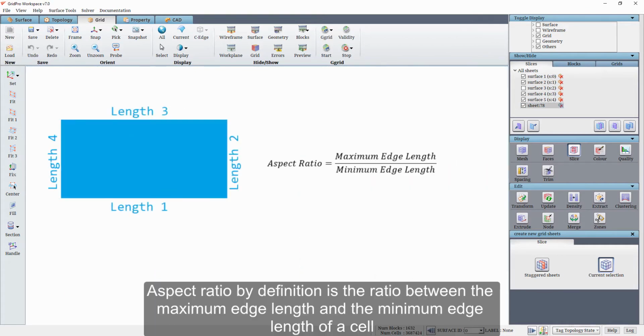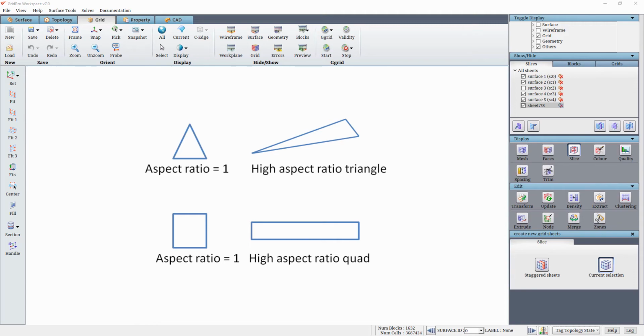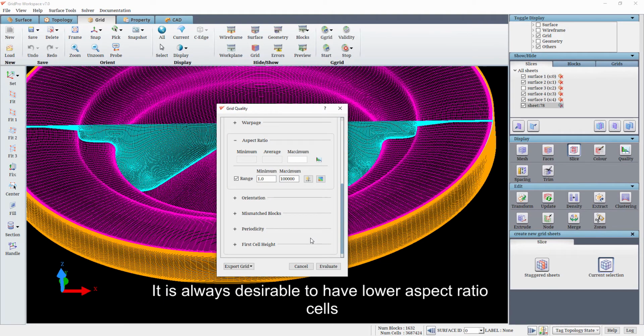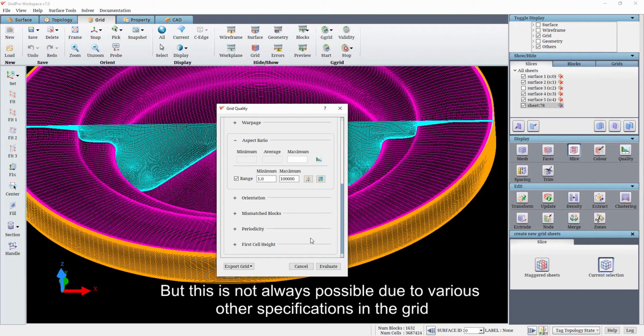Aspect ratio by definition is the ratio between the maximum edge length and the minimum edge length of a cell. For example, a perfect quad or hex has an aspect ratio of 1. It is always desirable to have lower aspect ratio cells, ideally close to 1. But this is not always possible due to various other specifications in the grid.